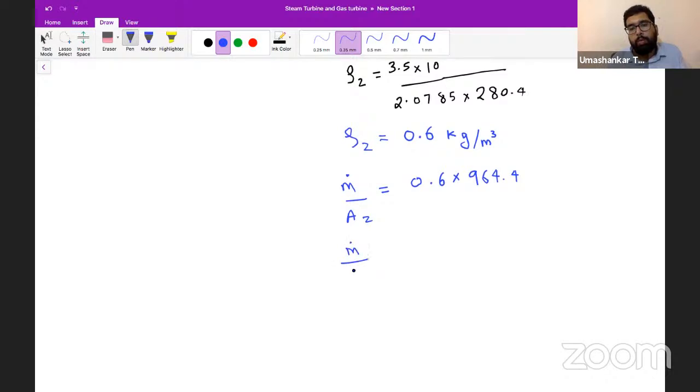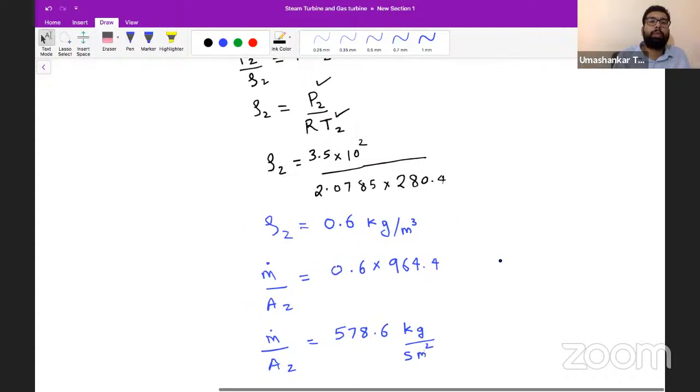So what is the value of m dot by A2? Can you tell me? Mass flow rate per unit area. Please focus. Mass flow rate per unit area was asked of us. So this is coming out to be 578.6 kg per second meter square. So this is the answer to the first part of the question.